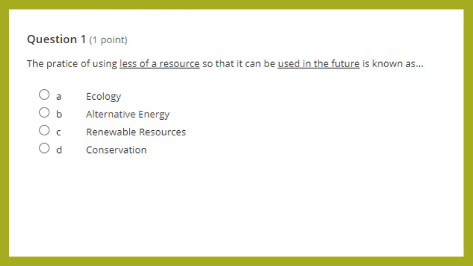Okay, let's start off with the quiz. Question 1. The practice of using less of a resource so that it can be used in the future is known as A, ecology, B, alternative energy, C, renewable resources, or D, conservation. So, using less of a resource so that we can use it in the future, what is that called? This is a vocabulary word. That will be my hint for you. It's highlighted in yellow in your textbook.